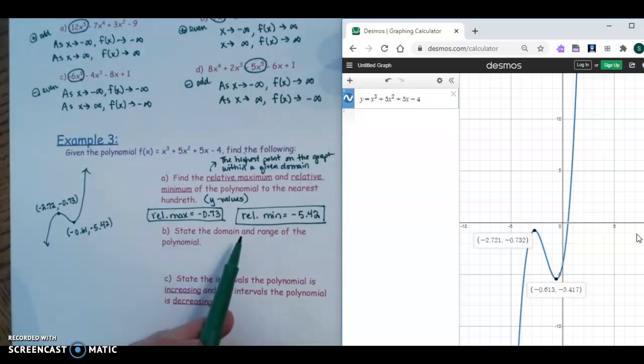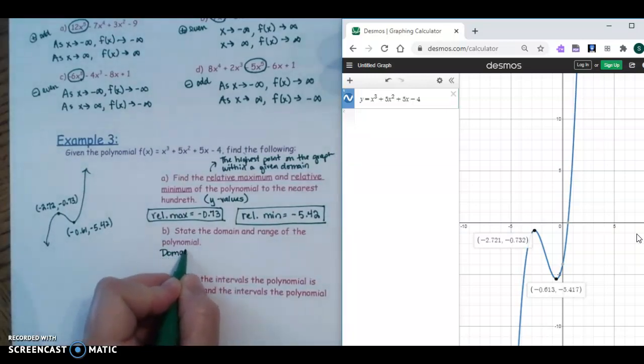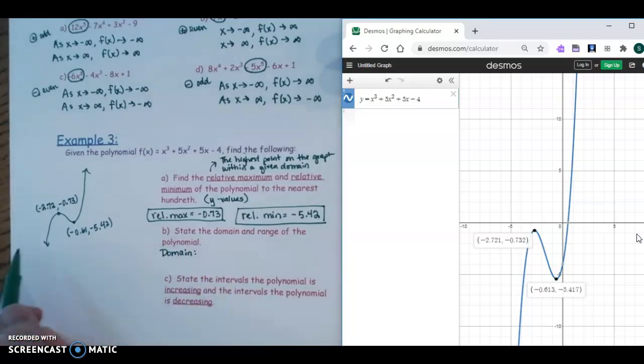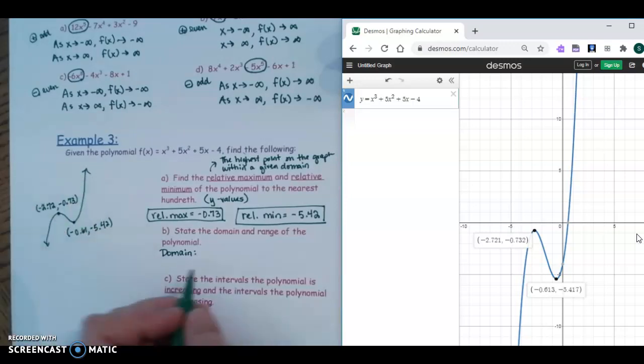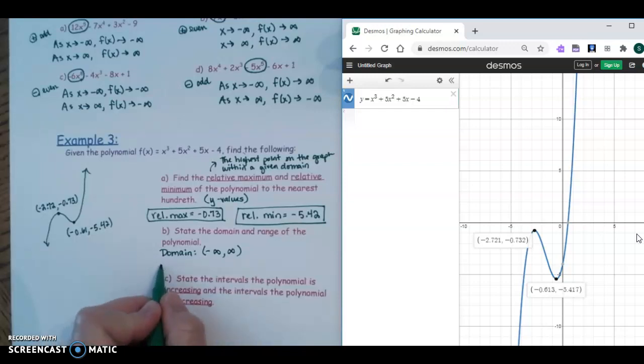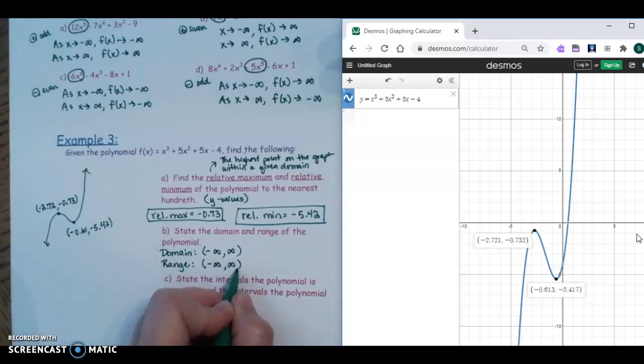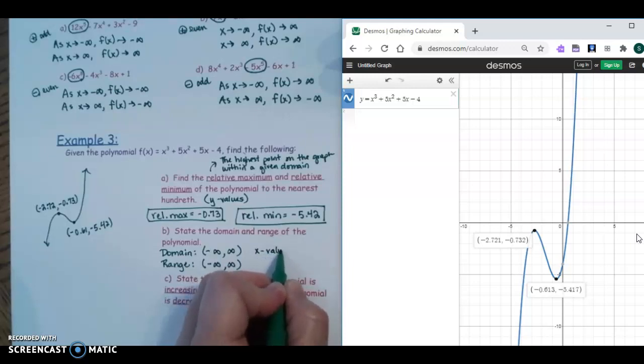B asks us to state the domain and range of this function. So domain is your x values. So as this function, yes, it's going down forever, up forever, but as it's going down, it's getting wider, and as it's going up, it's getting wider. So it's going to be all real numbers, negative infinity to positive infinity. And then our range is going to be the same for this graph. So just to refresh your memory, x values, y values.